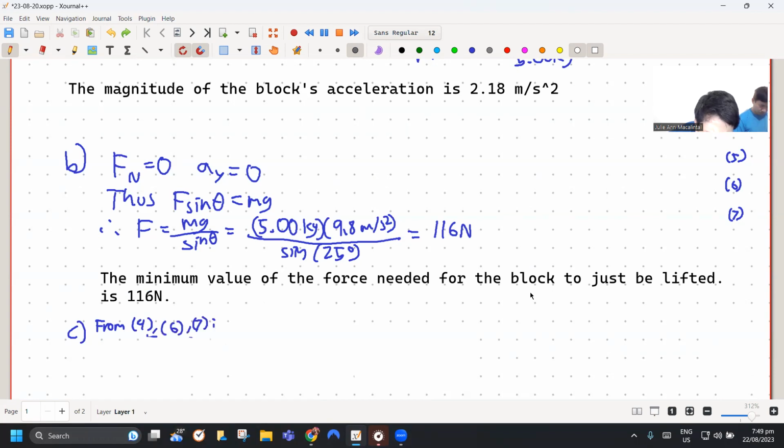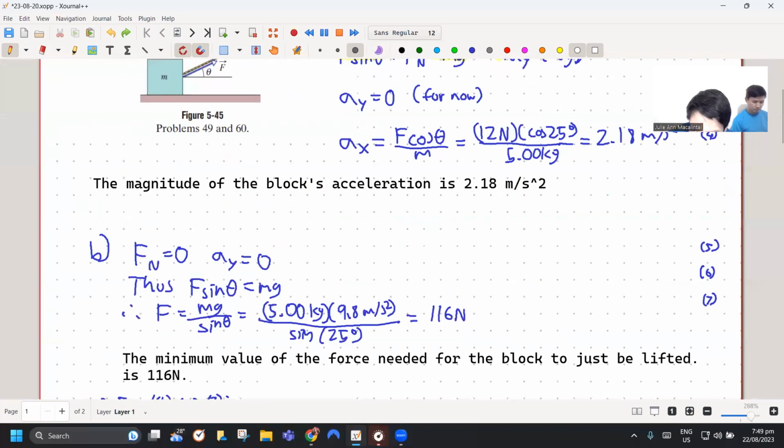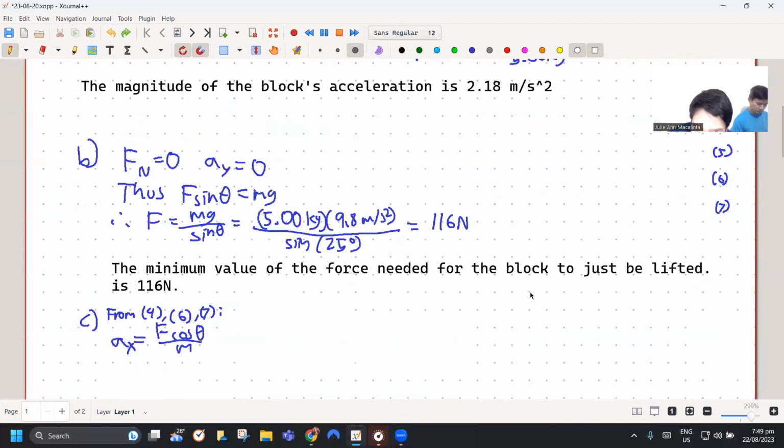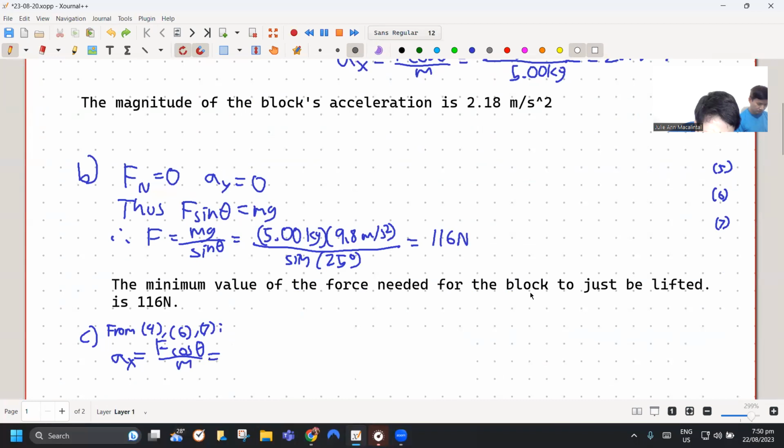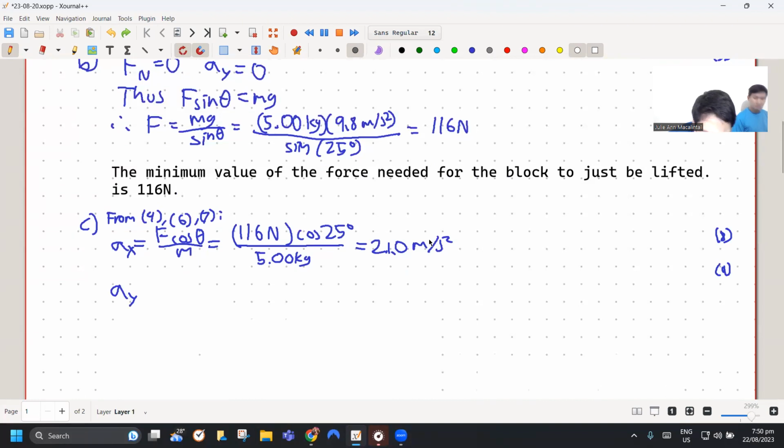So from 4, 6, and 7, we can conclude this. ax is equal to F cosine theta over m. It's already listed here, number 6: ax equals F cosine theta over m, which is equal to 116 newtons cosine 25 over 5.00 kilograms. We can now calculate this, and it shows up as 21.0 meters per second squared. ay is still 0.